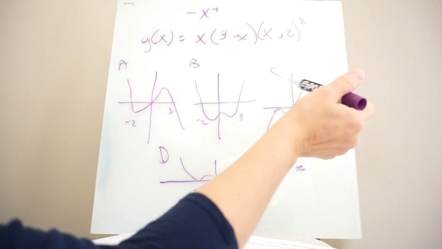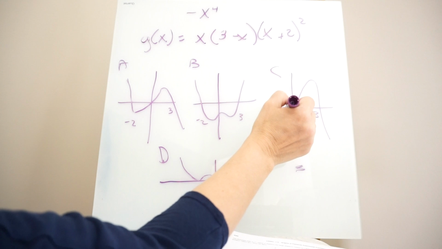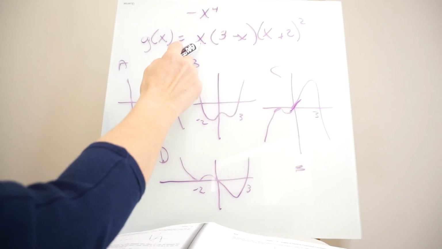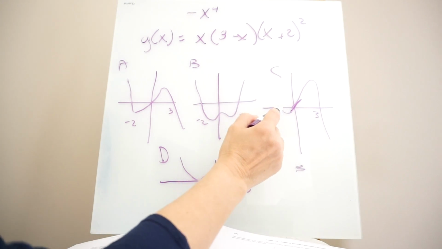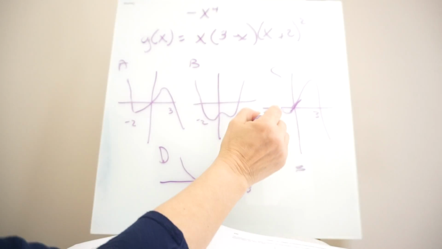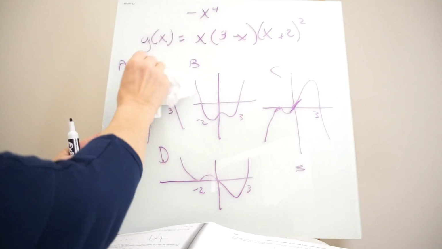So here x equals 0, oops, for c, yeah, it actually just crossed through 0, okay? So x is equal to 0, we have a 0 at 3, we have a 0 at -2. This is squared, so it's only going to bump. So just with that, c would most resemble this here.